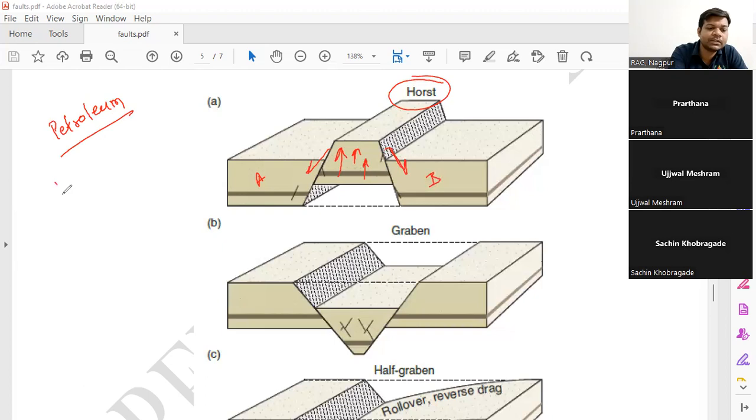You might be knowing about this Bombay High, correct? So why is Bombay High called Bombay High? Why not Bombay Low, or why not Bombay Plain? Why high?